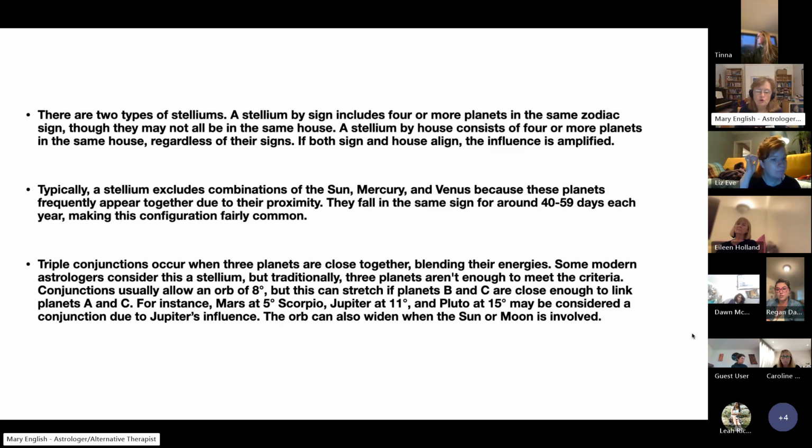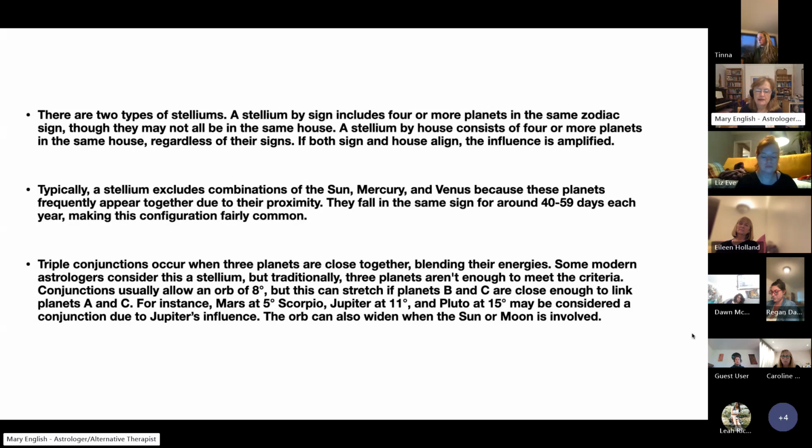Conjunctions usually allow an orb of 8. An orb is the amount of mathematical degrees you'll allow for something to be an aspect, and 8 is the maximum between one planet and another to say that they're conjunct, which again is another astrological term.